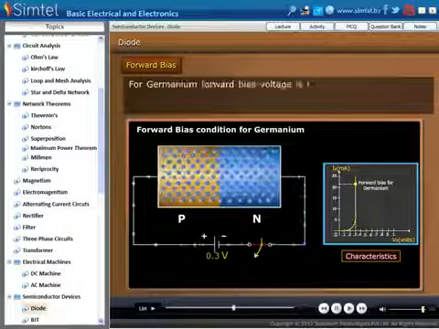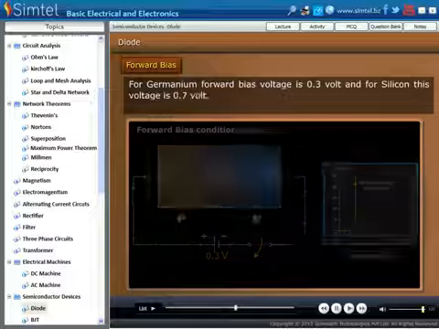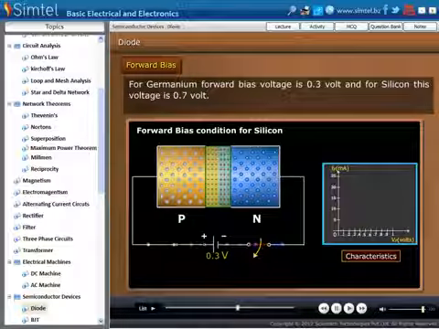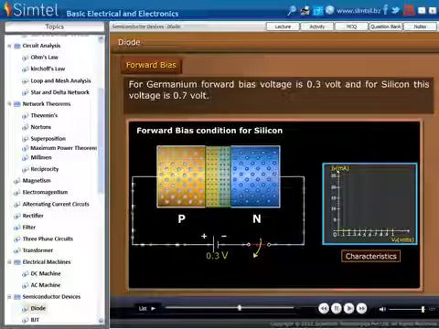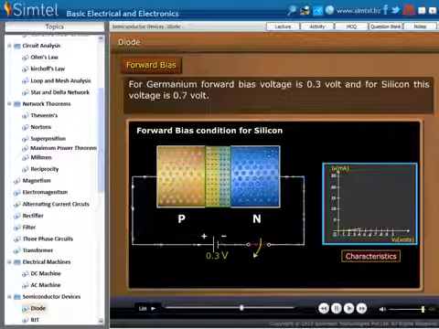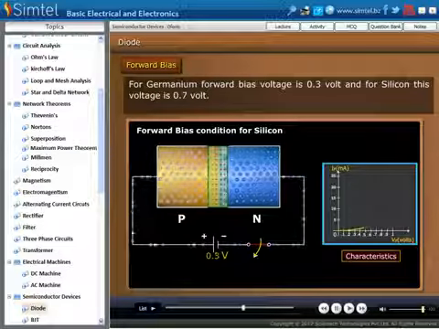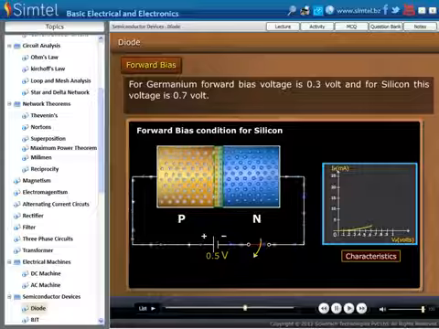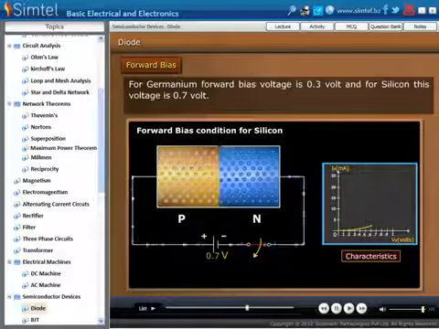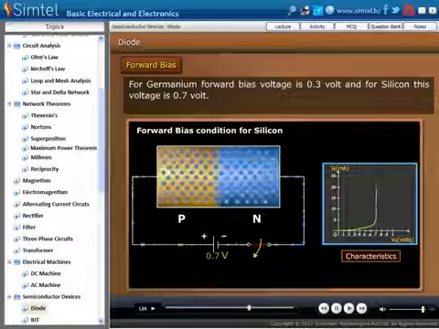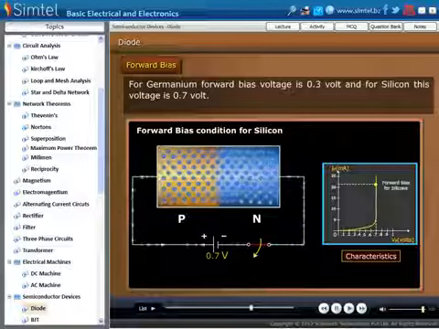For germanium, this forward bias voltage is 0.3 volt. And for silicon it is 0.7 volt. At this voltage range, the PN junction diode is said to be in forward bias condition, and it acts as a switch.